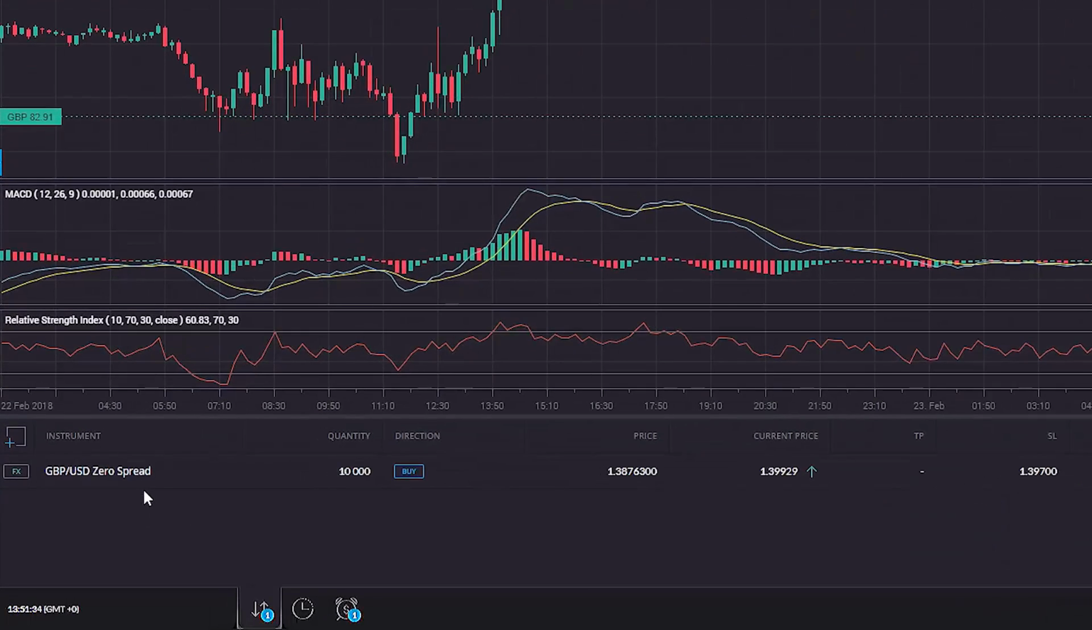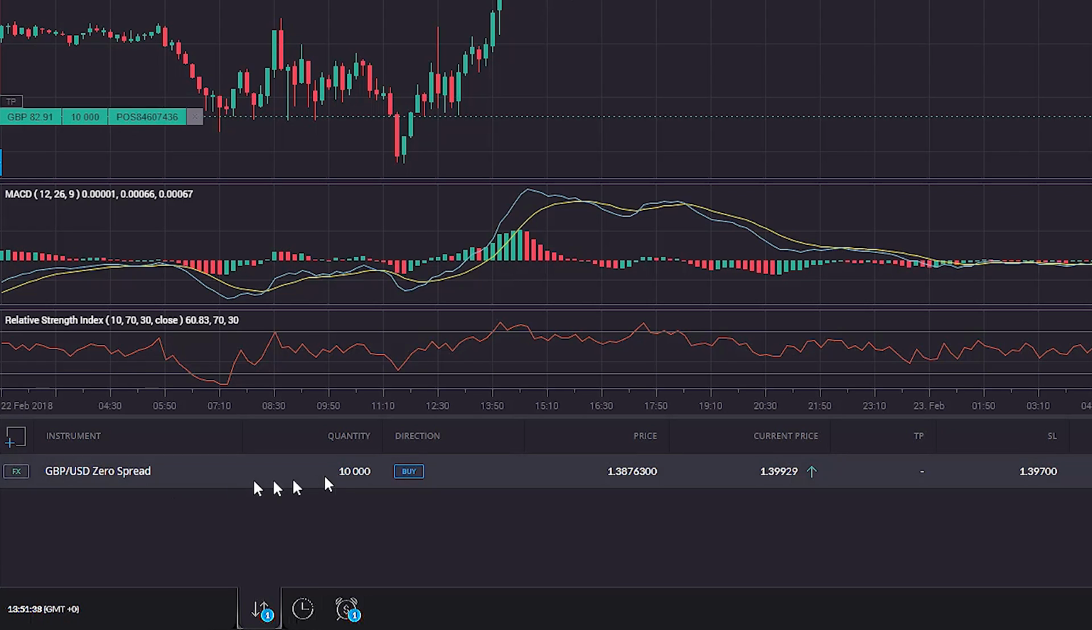So here's the trade down here. Pound US dollar, 0 spread. So there's no actual bid offer spread here. So I bought 10,000. I bought at 138.76. Okay, that's the level I bought at. The market's currently 139.92, so it's 116 points in my favor. Obviously that will change in real time.